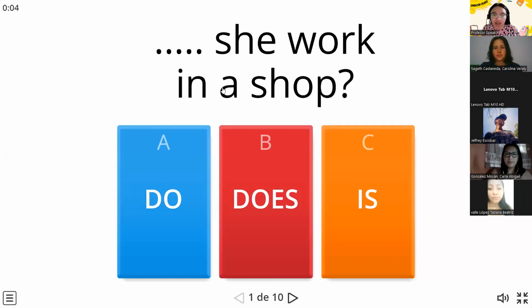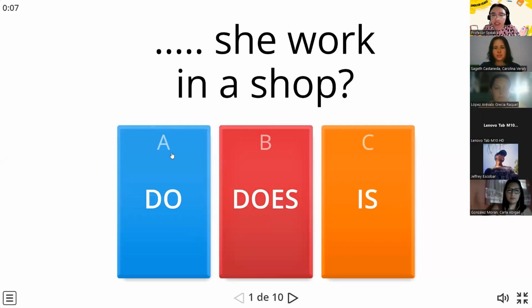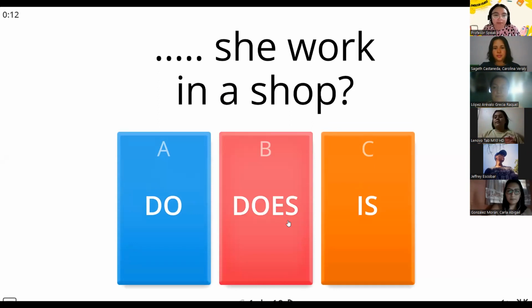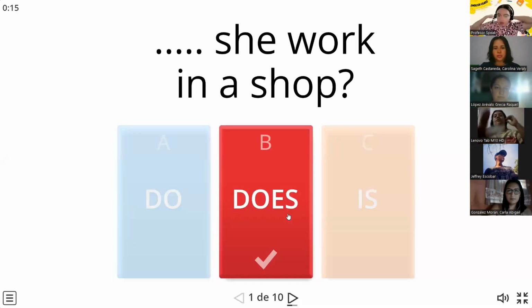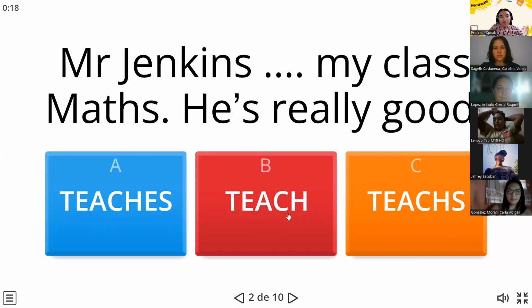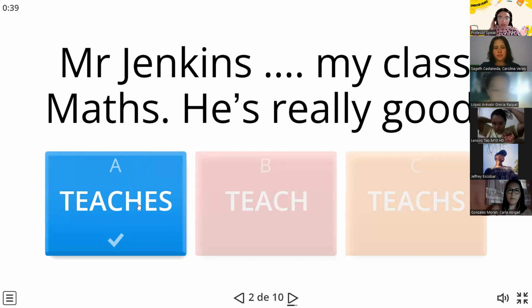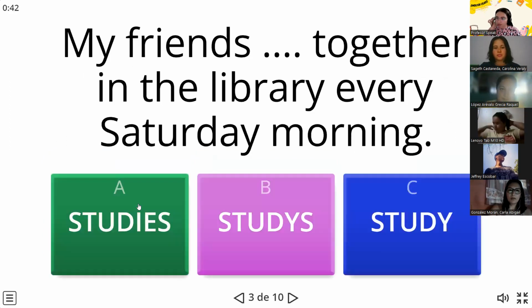We have: she worked in a shop. What do you think is the correct auxiliary here? Does. Okay. Does she work in a shop? Very good. Then we have: Mr. Jenkins, my class math. He's really good. What about this one? Teaches. Letter A? Exactly. Mr. Jenkins teaches my class math. Very good.